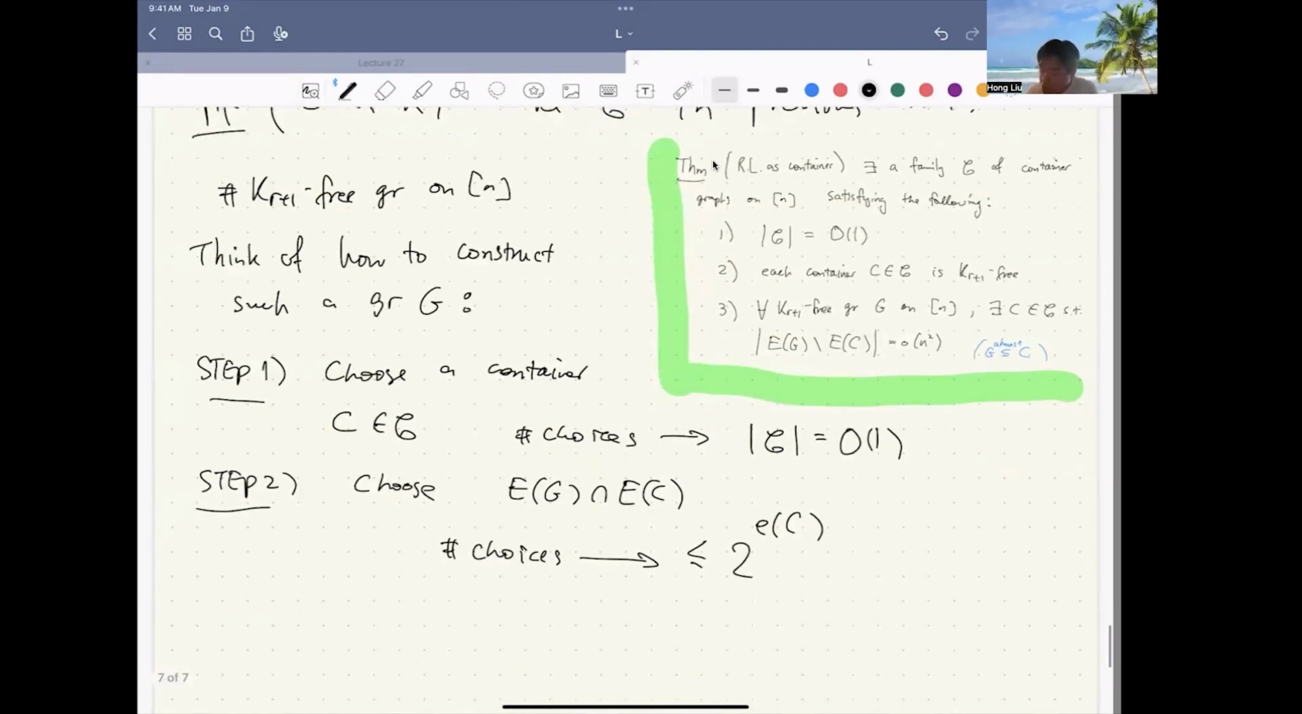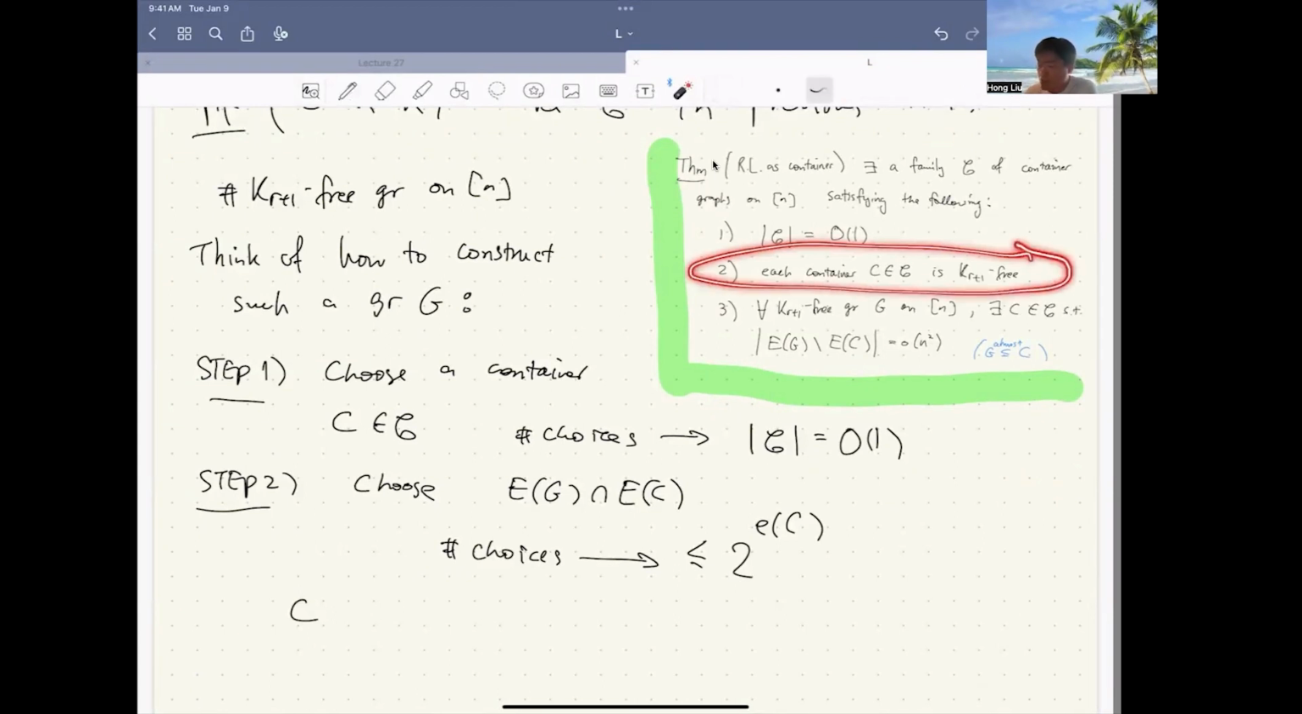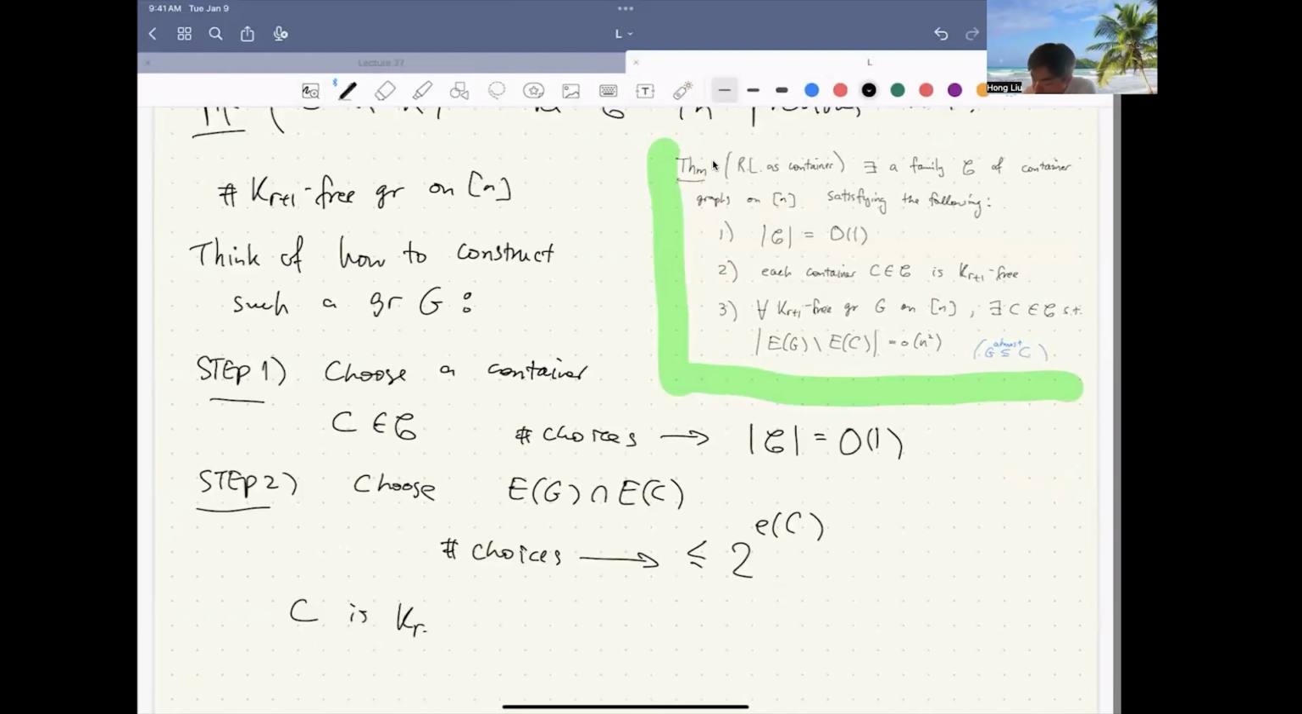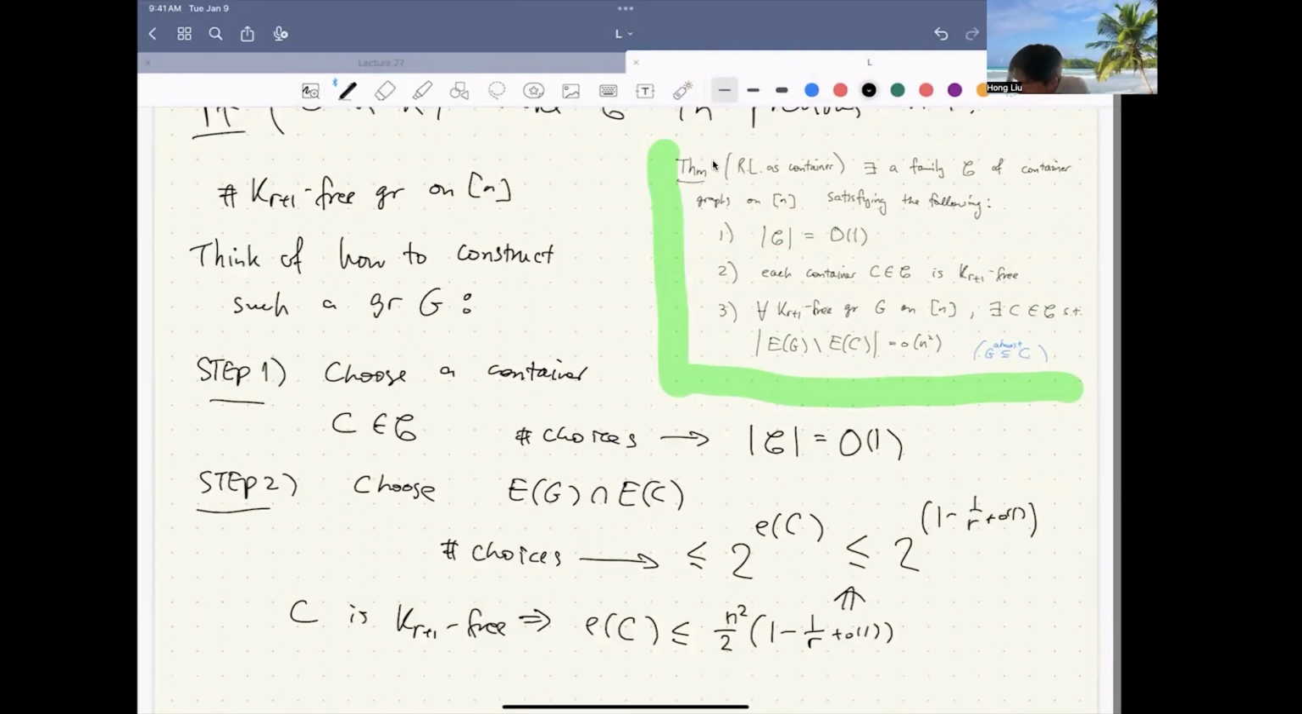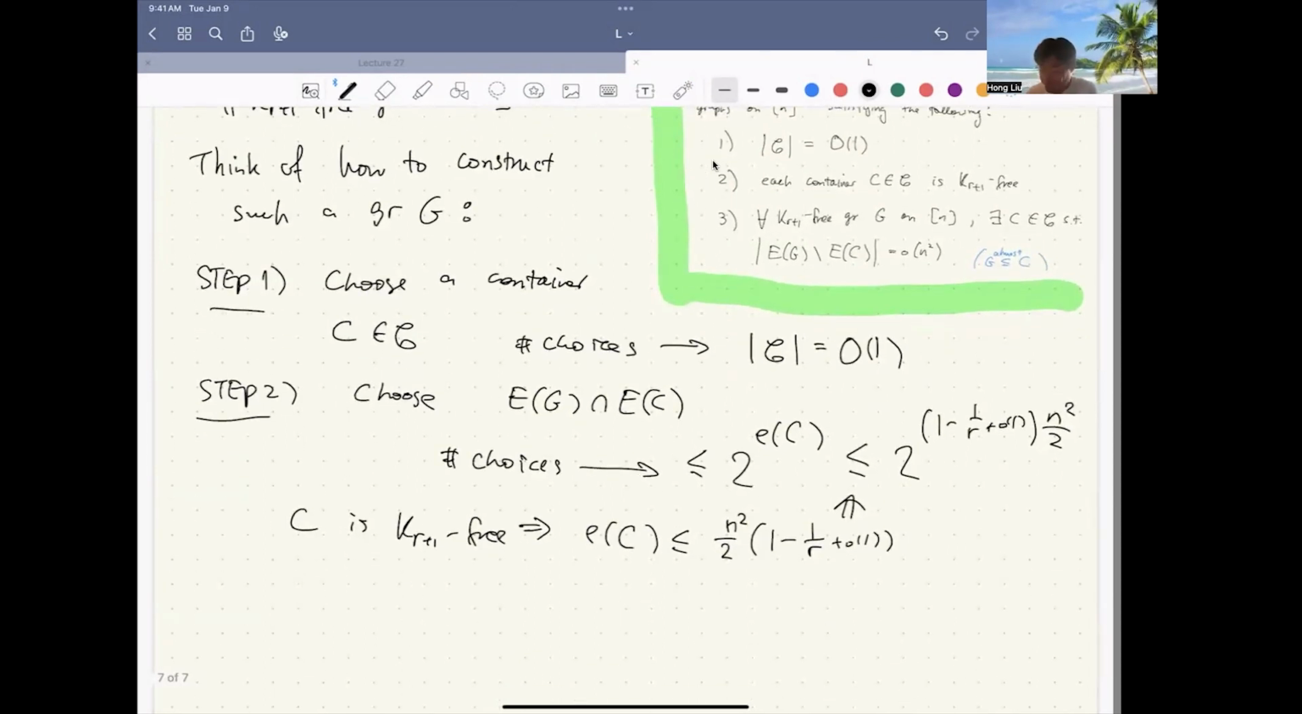Okay, but what do we know? C, by the second property, is K_{r+1}-free on n vertices. C is K_{r+1}-free, the container, implies that E(C) is at most, by Turán's theorem, n squared over 2 times (1 minus 1 over r plus little o(1)). So this is at most 2 to the (1 minus 1 over r plus little o(1)) times n squared over 2. That's the second step.